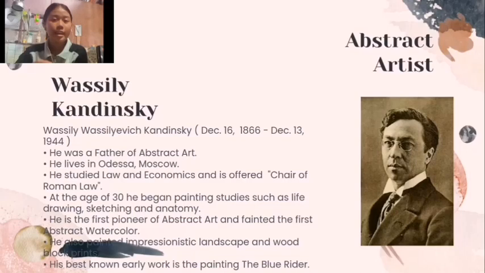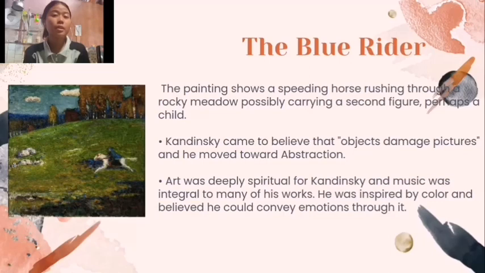At the age of 30, he began painting studies such as life drawing, sketching, and anatomy. He is the first pioneer of abstract art and painted the first abstract watercolor. He has also painted impressionistic landscapes and woodblock prints. His best known early work is the painting The Blue Rider. The painting shows a speeding horse rushing through a rocky meadow, possibly carrying a second figure, perhaps a child.